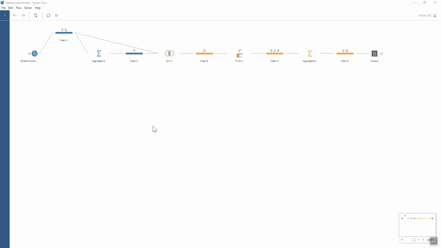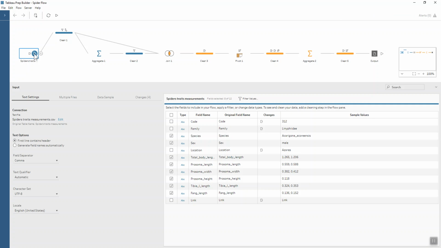For week 14's Preppin' Data, we're looking at how we can reshape our data so that we can build some nice spider charts or radar charts in Tableau Desktop. So if we look at our input file here, our spider traits measurements, first of all, we can immediately see that there are some fields that we just don't need as part of the solution.